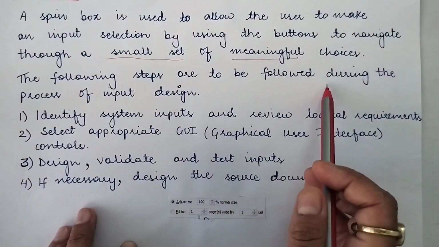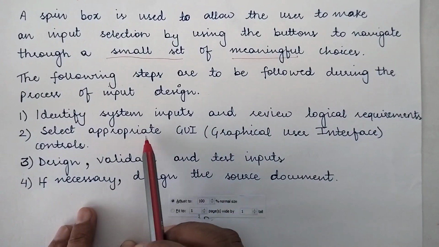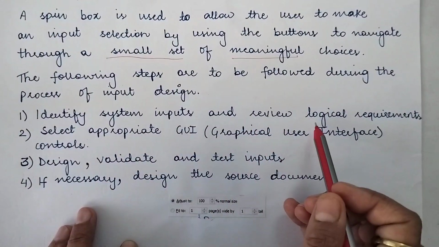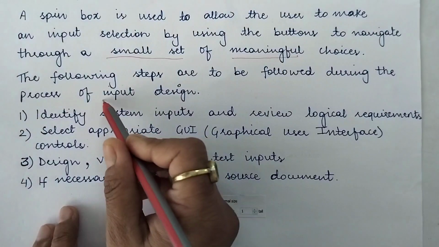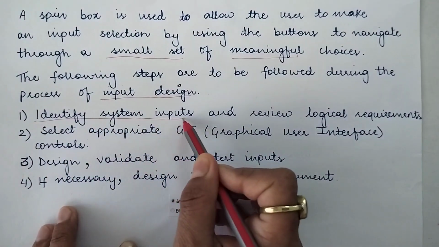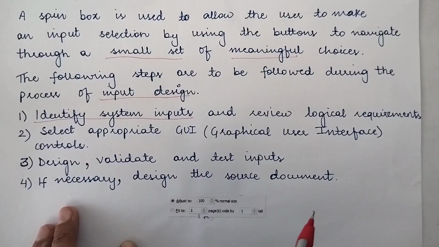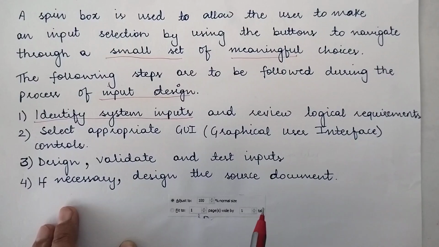Following steps are to be followed during the process of input design. Identify system inputs and review logical requirements. Of course, when you are designing a form for input design, you must identify what all the system inputs are. Only then you will be able to figure out how the form has to be designed and what GUI controls have to be provided in the form.